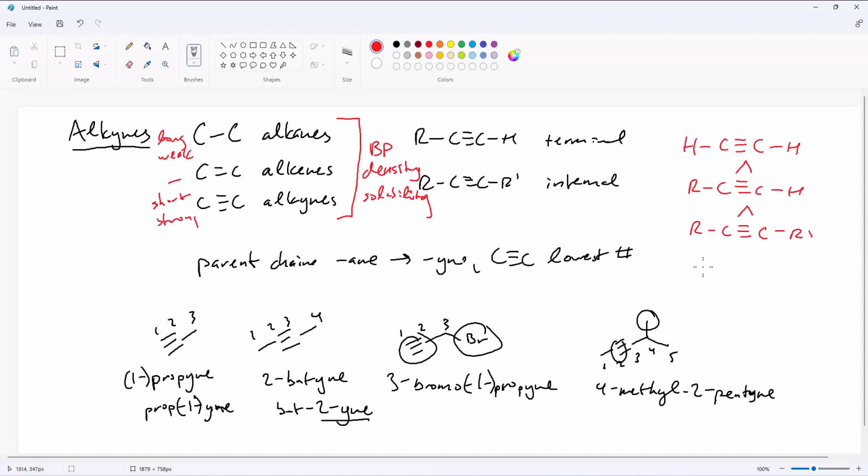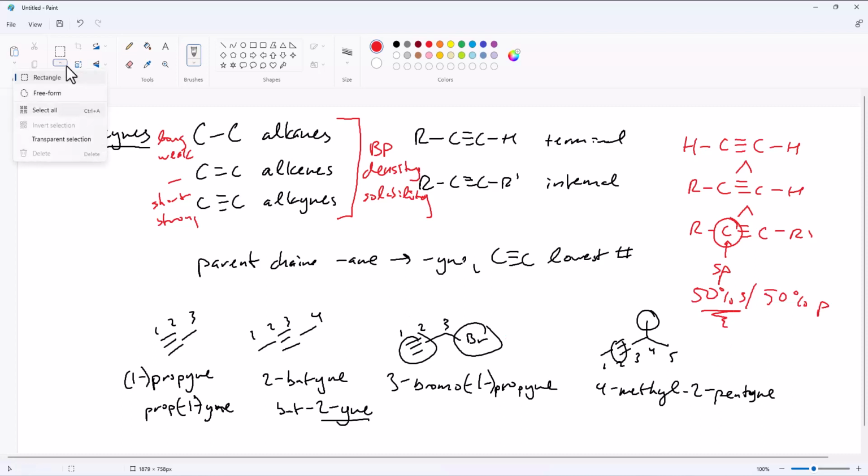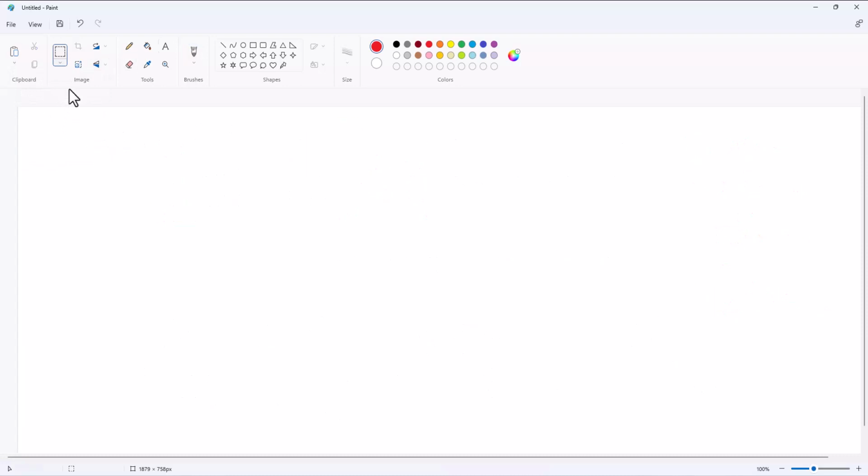And we also notice that the geometry at this carbon here is sp hybridized, which means it's 50% s and 50% p character, which makes this carbon particularly electronegative. We see that the more s character we have in a particular hybridization, the more electronegative that atom is going to be. So one of the effects of having a highly electronegative atom attached to a hydrogen is that the pKa of that hydrogen is going to be substantially lowered.